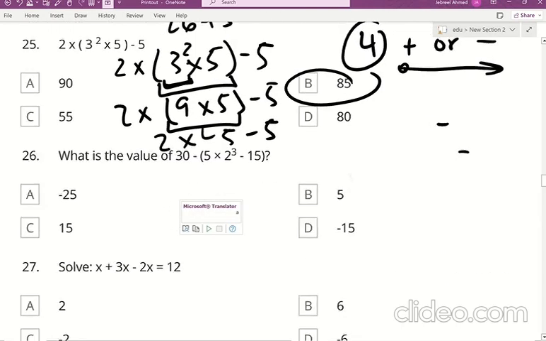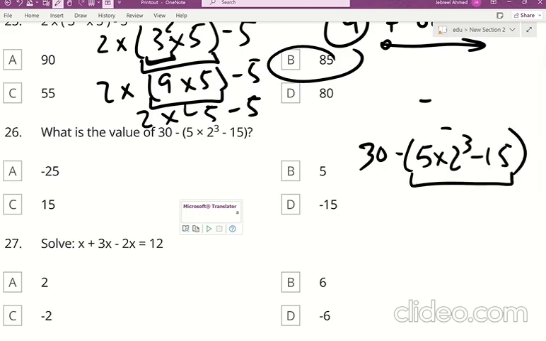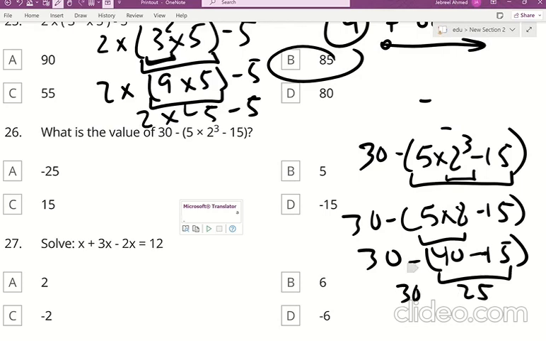The next one, 30 minus 5 times 2 to the third power minus 15. So I'm going to do my bracket first. Within my bracket, I'm going to do the power. So 2 times 2 times 2. 2 times 2 is 4, 4 times 2 equals 8. So 5 times 8 minus 15. 5 times 8 is 40. I have to finish what's in my bracket. 40 minus 15 is 25. 30 minus 25 equals 5.